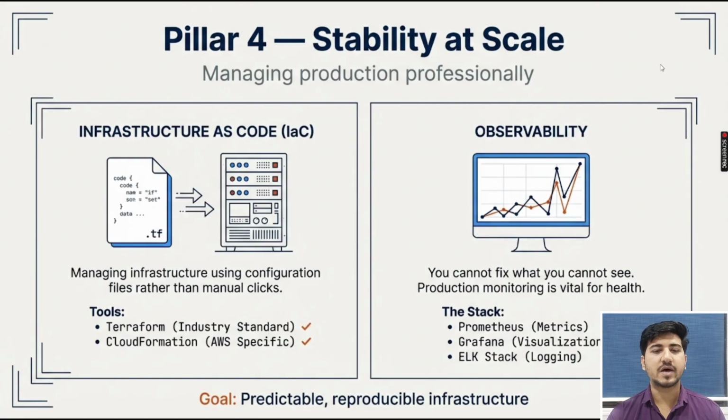The last one is managing production, which works very efficiently. The first example is IaC, which is infrastructure as code, in which we manage the infrastructure using configurations rather than manual clicks. So we do automation, and there are some tools we use in DevOps. First is Terraform. Second is CFT, that is CloudFormation Template, which comes under AWS. Terraform is the industry standard. Most people are using Terraform.